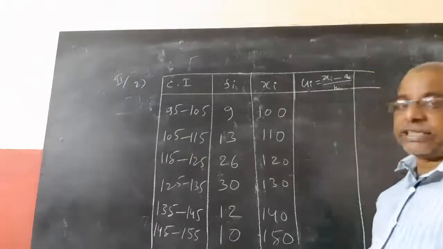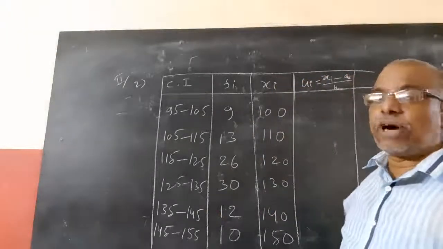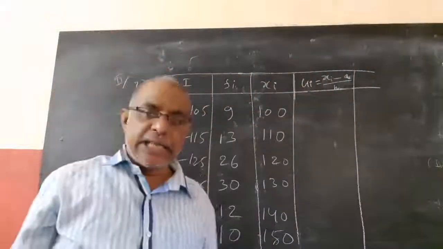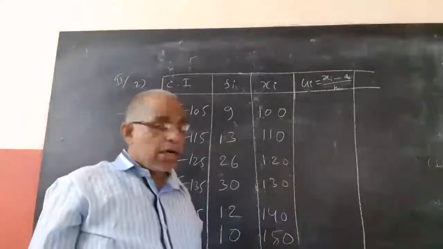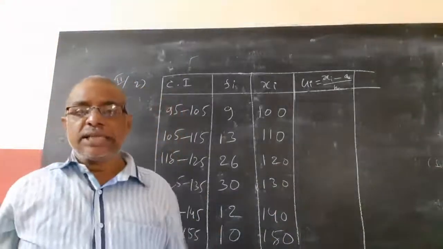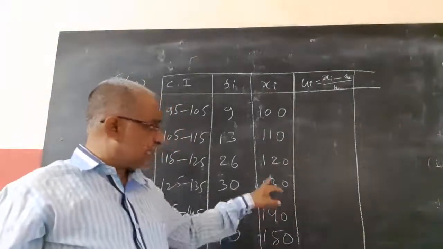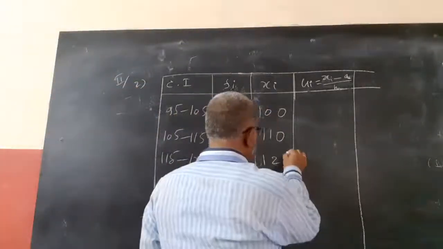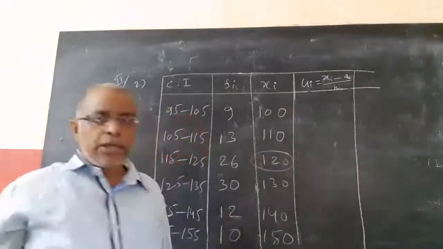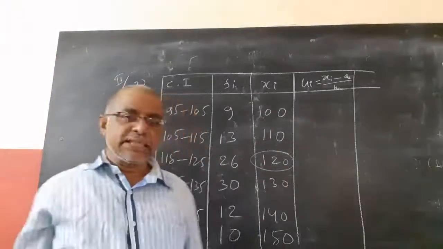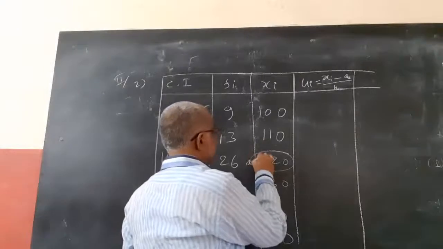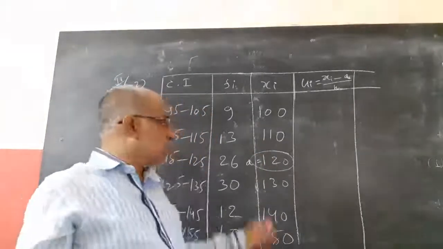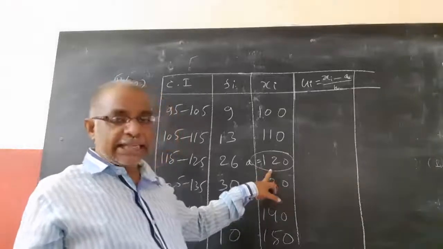What is xi minus a? xi is known. What is a? a is called the assumed mean. Among all these values, we will take one as the assumed mean. You can take 150 or 130 or 100, it is your choice. Usually we go for the middle value, so I am going for 120 as the assumed mean, as a. It is better to take the middle one.